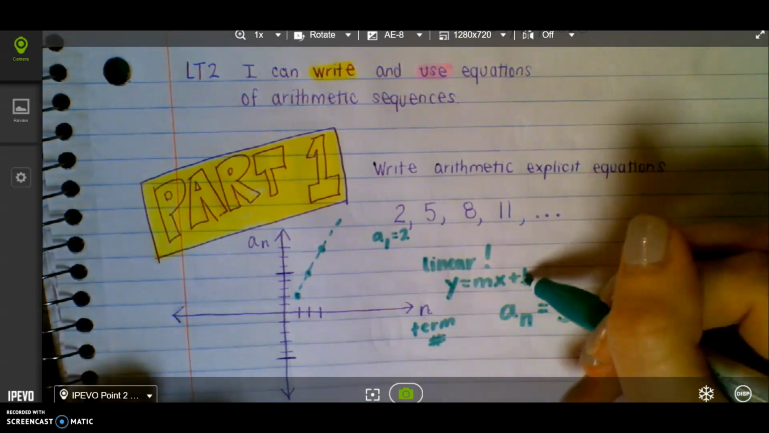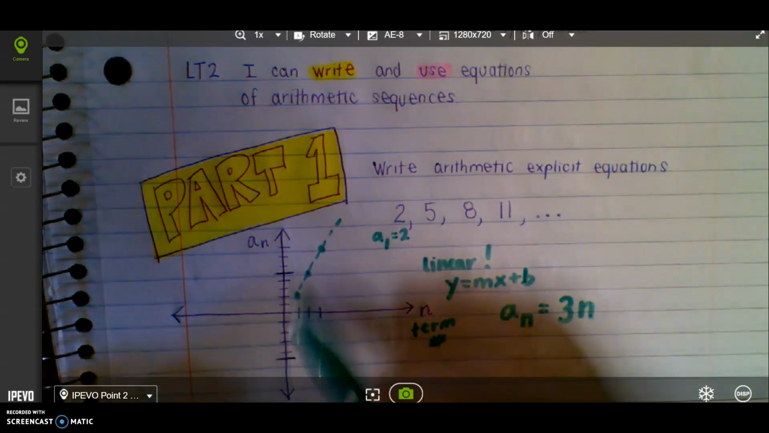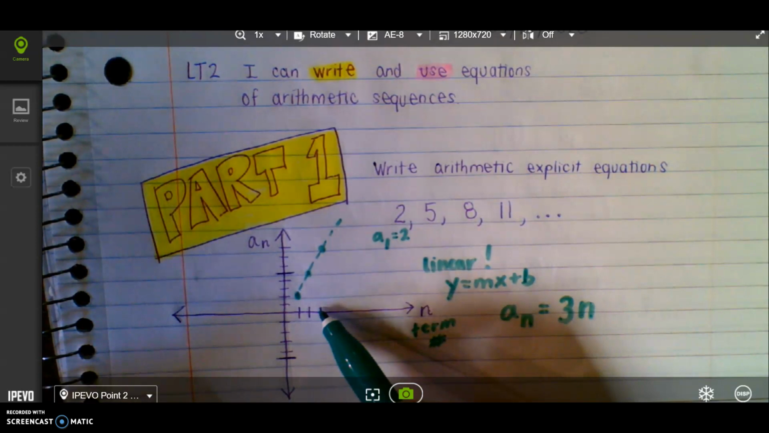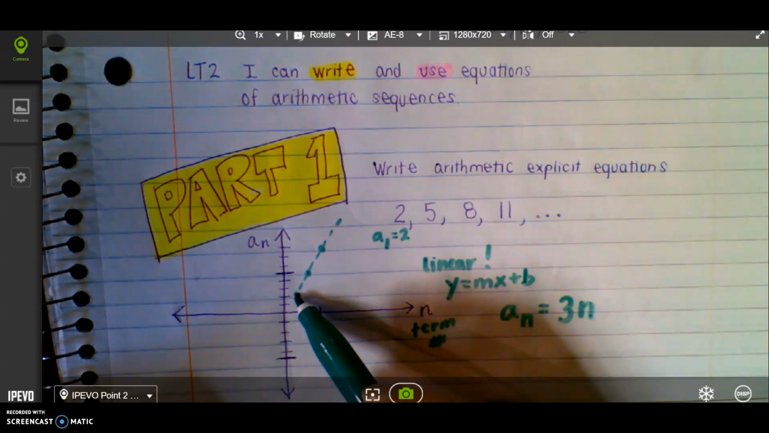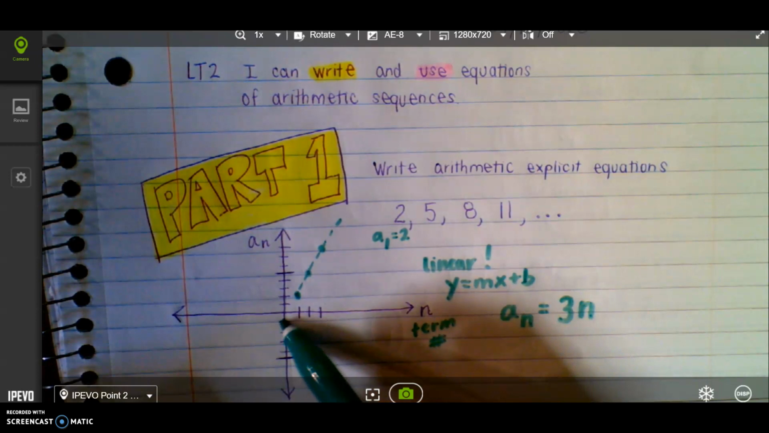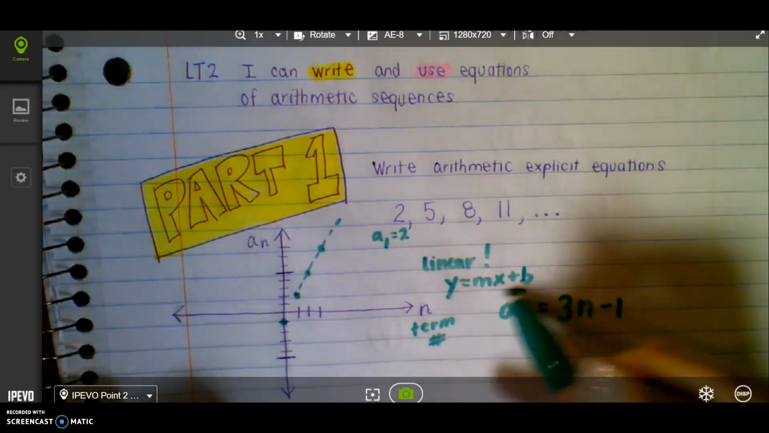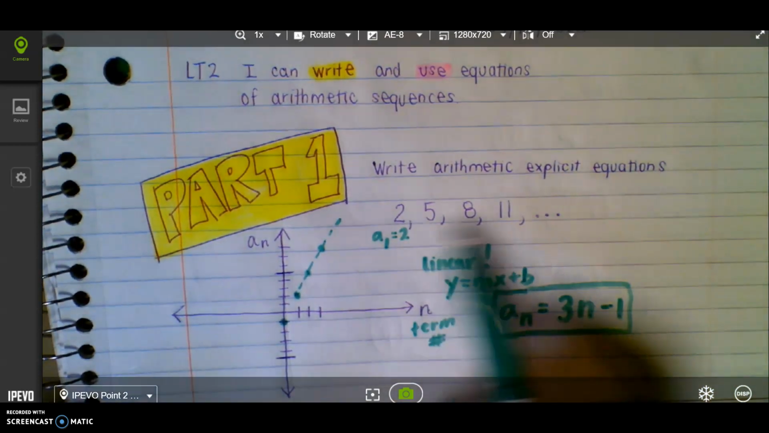And then plus b. b is my y-intercept, but I don't see that on the graph because the y-intercept would not be the first term, second term, or third term. The y-intercept would be the 0 term. So I'm going to go backwards, down 3, because the slope was 3, over 1 to figure out my 0 term, which is negative 1. So that's the arithmetic explicit equation for this sequence.